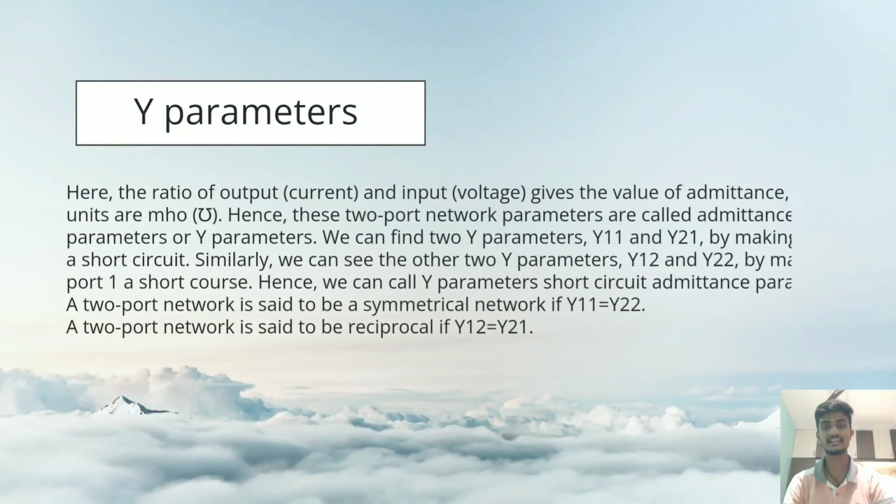Here the ratio of output current and input voltage gives the values of admittance, and the unit for the Y parameter is mho.